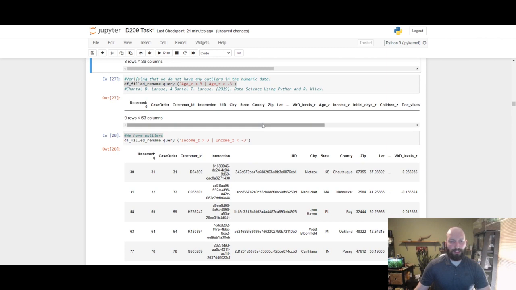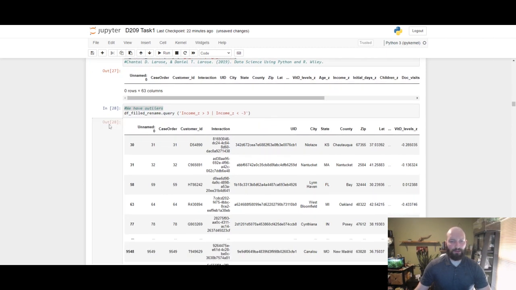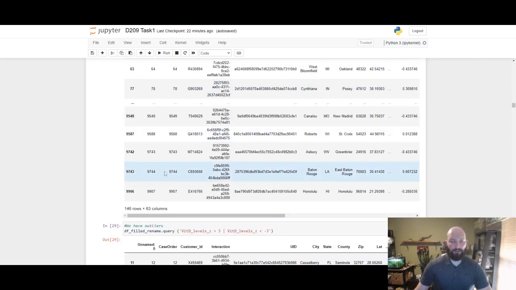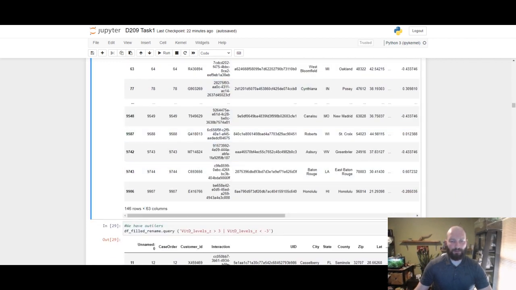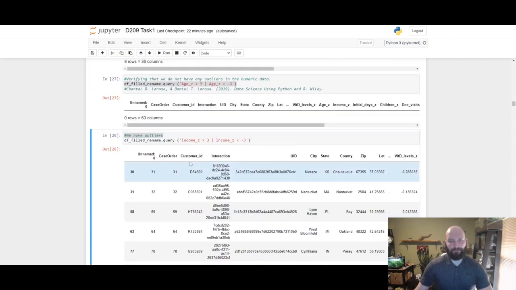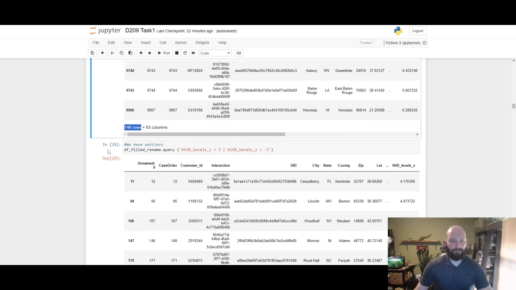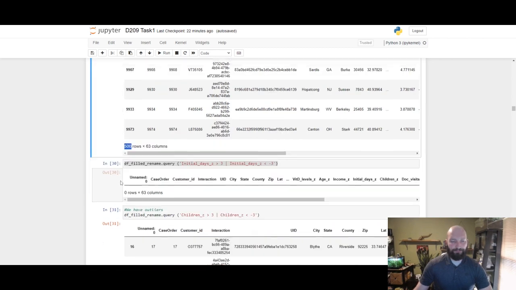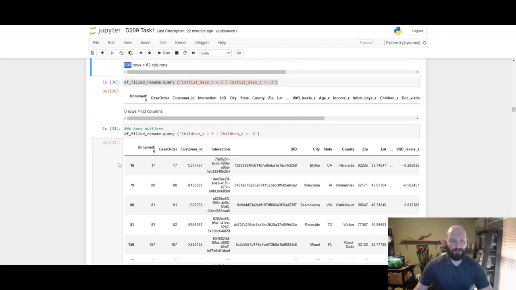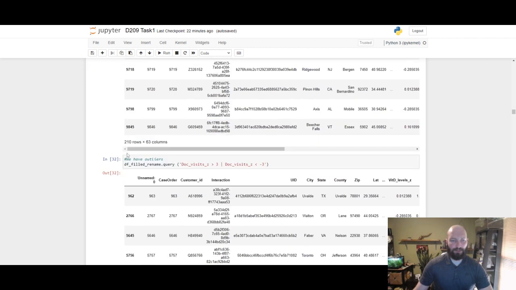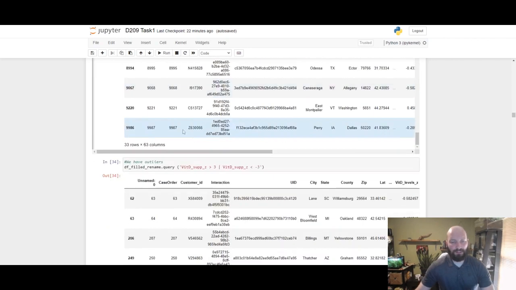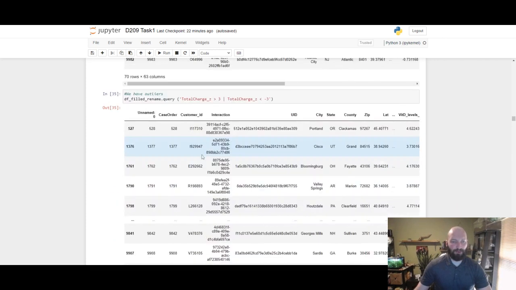But since we have everything standardized, I was looking at outliers that are 3 above and 3 below the standard deviation of the mean. And so with income, this tells me that we have 146 rows that are above or below the standard deviated mean. Vitamin D levels, there are 500. With initial days, there are 0. Children, we have 210 rows, 8 rows for doc visits, 33 rows for full meals eaten. Vitamin D supplement, 70 rows.